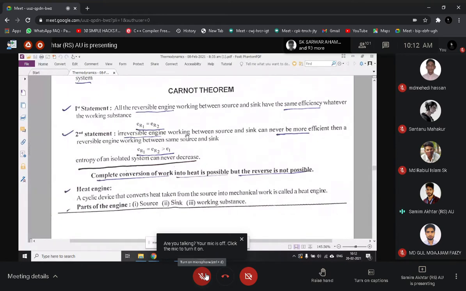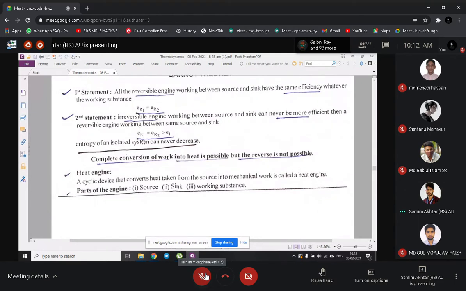The second statement of the Carnot theorem is that an irreversible engine working between a source and sink can never be more efficient than a reversible engine working between the same source and sink. That means ER1 equals ER2, the efficiency of different substances in a reversible engine, is greater than or equal to the efficiency of an irreversible engine. So these are the two statements in the Carnot theorem.